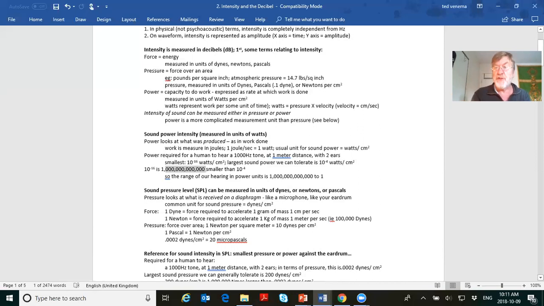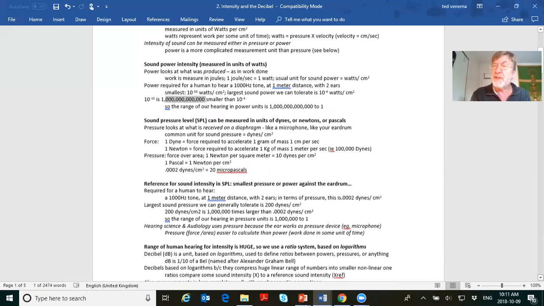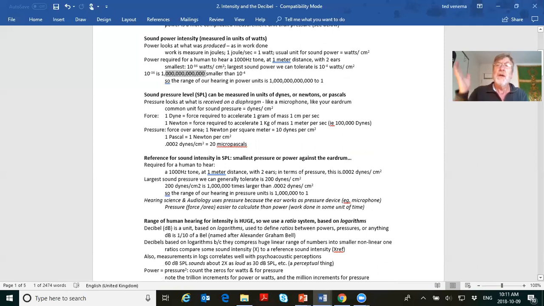And now we move to pressure because the ear works as a pressure unit. We're thinking more in terms of force received on something, like a microphone or an eardrum. So we prefer pressure. And the softest pressure is 0.0002 dynes per centimeter squared. And the greatest pressure is 200. And 200 is 1,000,000 times larger than 0.0002. So the range of our hearing in terms of pressure is 1,000,000 to 1.